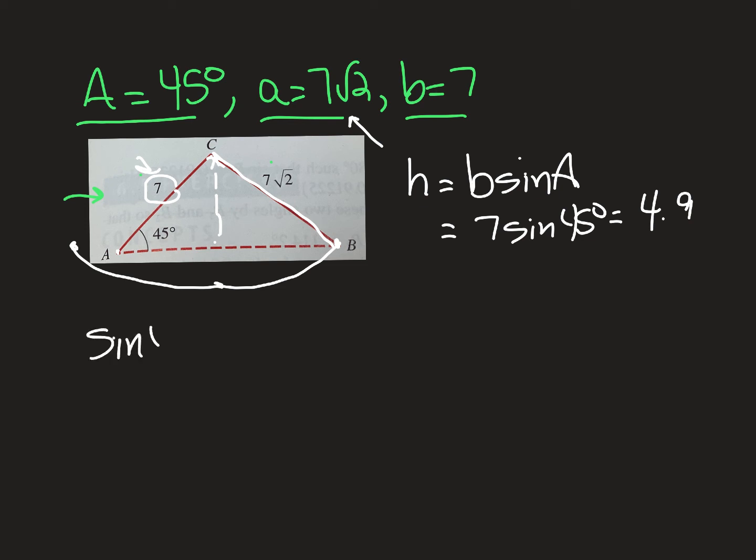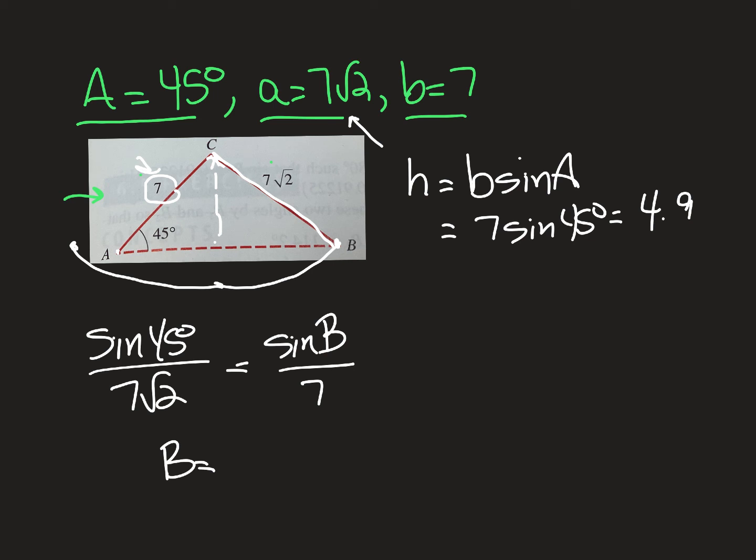I'm saying sine 45 over side A is sine B over side B, which is 7. Now, to solve for big B this time, you got to cross multiply. You have to end up using inverse sine. We'll work on the calculator stuff tomorrow in class. We have to use inverse sine. And for big B, we're not getting 45. We're getting 30 degrees. Okay, we're getting 30 when I punch all that in.